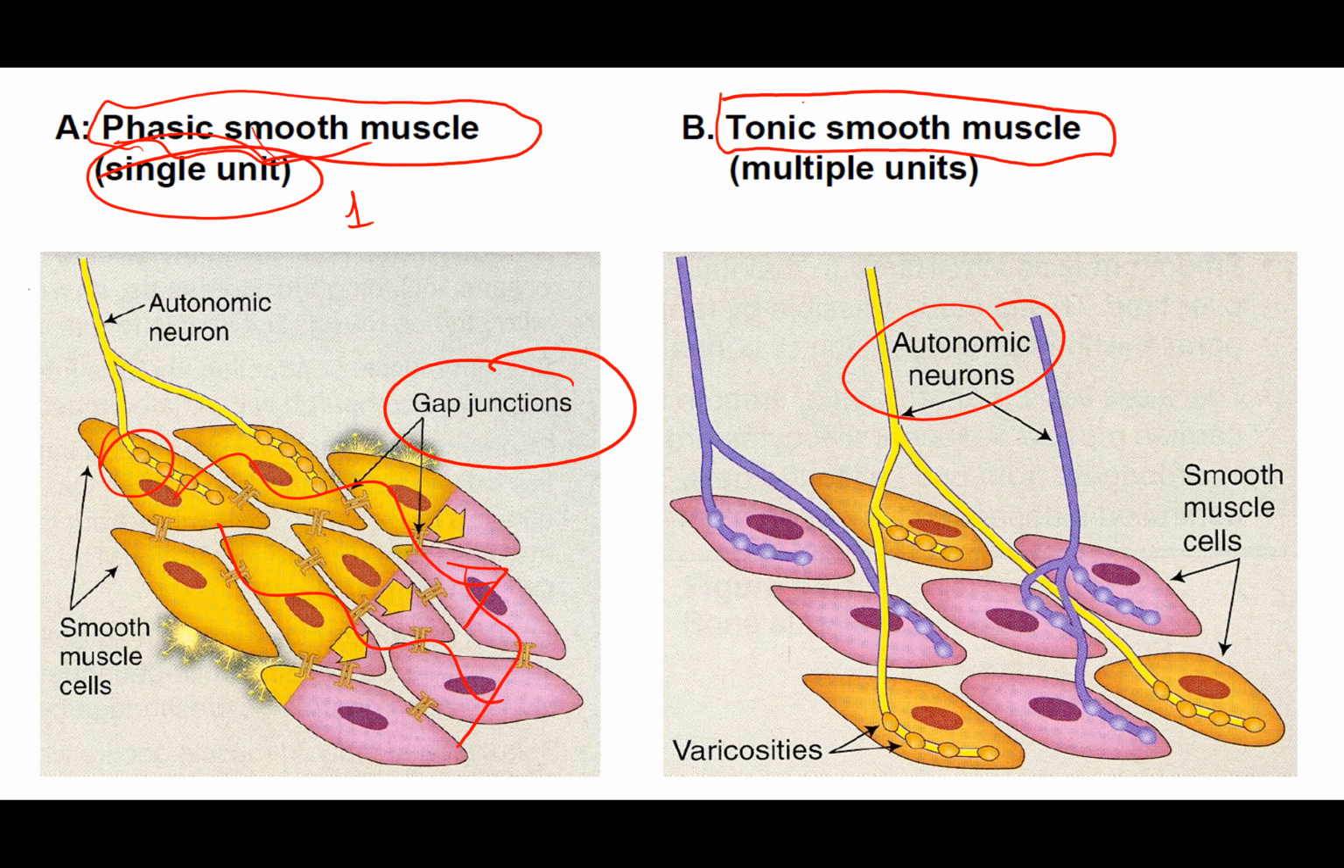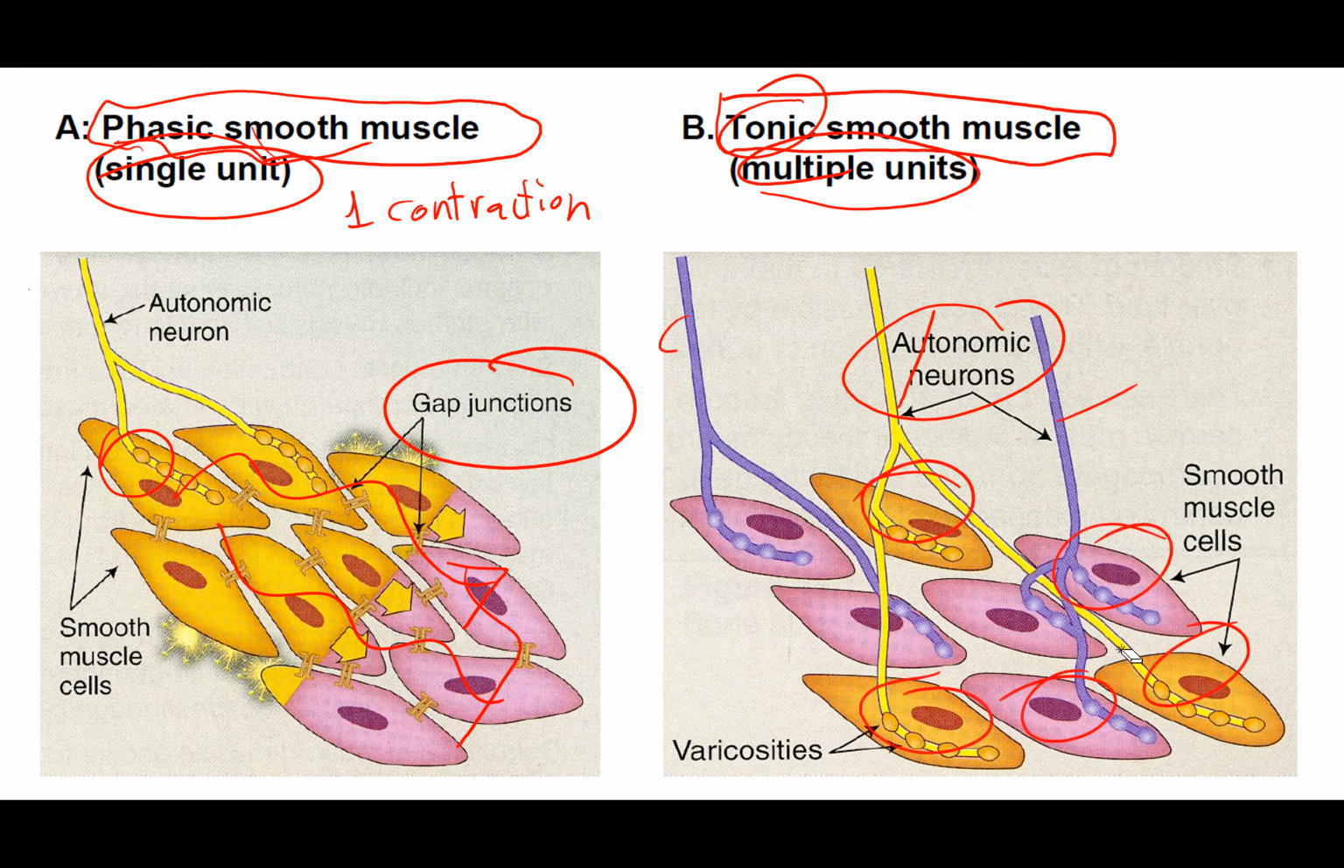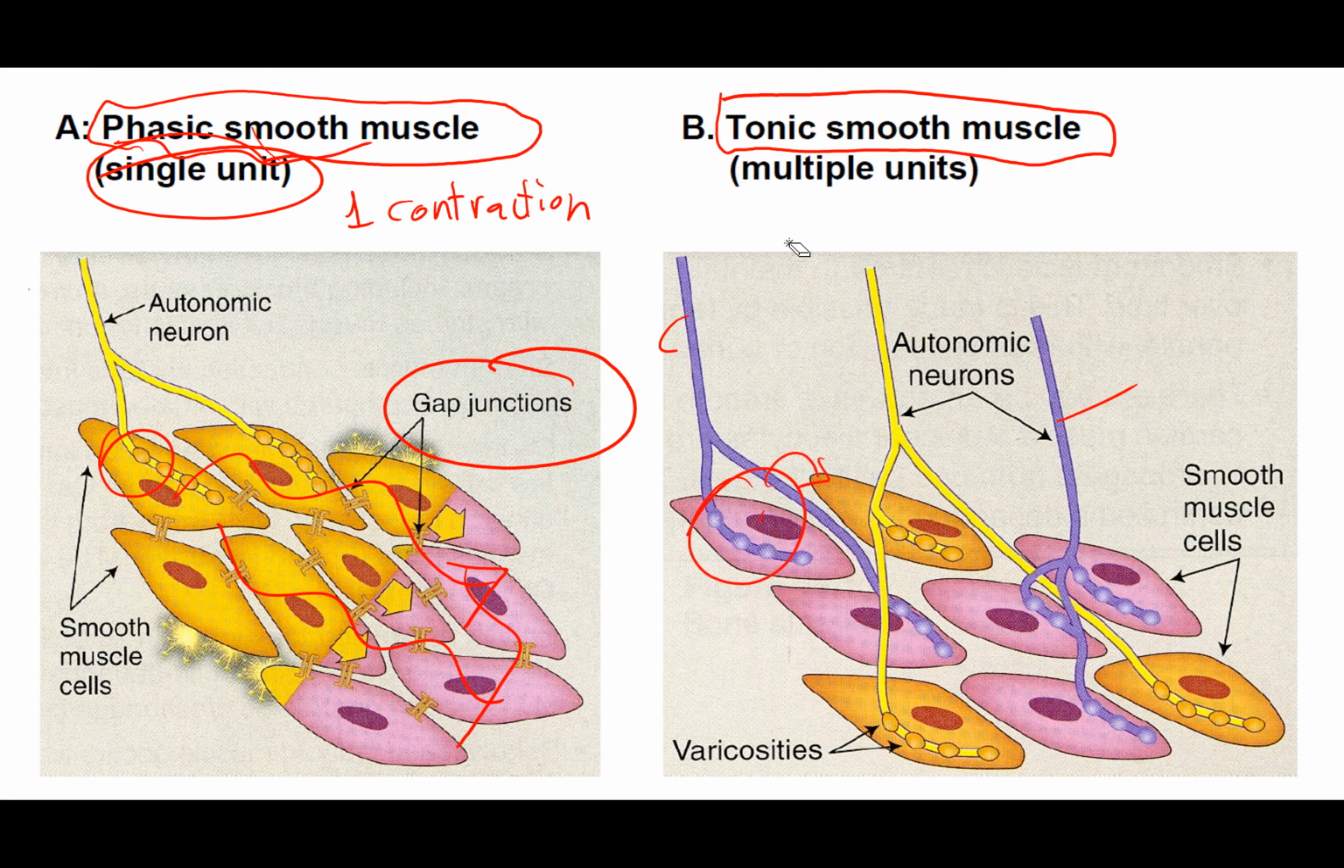In here, there are multiple units. So there are like 3 different neurons over here. They all influence the contraction of each different muscle on its own. So each muscle here works independently. The contraction of this smooth muscle doesn't depend on this smooth muscle. So they all work differently.